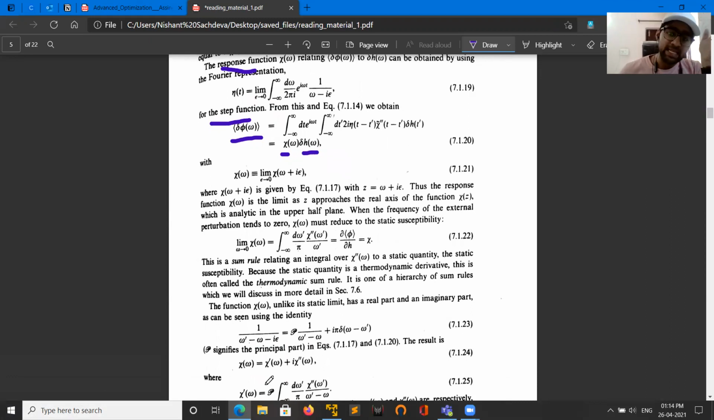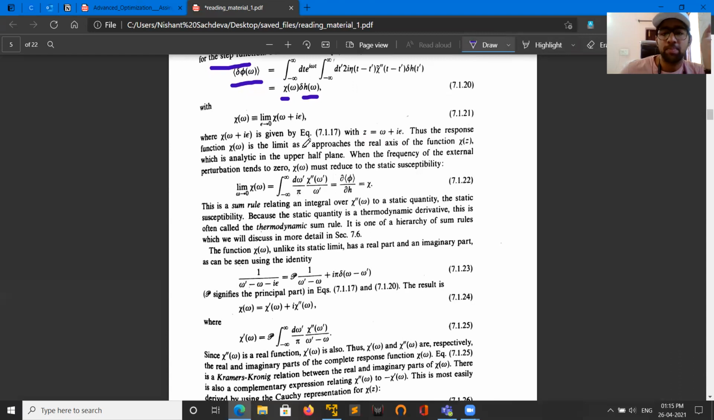Thus, what we see is that the response function x of omega is the limit as z approaches the real axis of the function x of z. Real axis, because as iota e goes to 0, omega goes to real, and what is z? Omega plus iota e. So as e goes to 0, z approaches omega. So as the imaginary part goes to 0, it approaches the real axis. That's what they're saying here. Z approaches the real axis of the function x of z, which is analytic in the upper half plane.